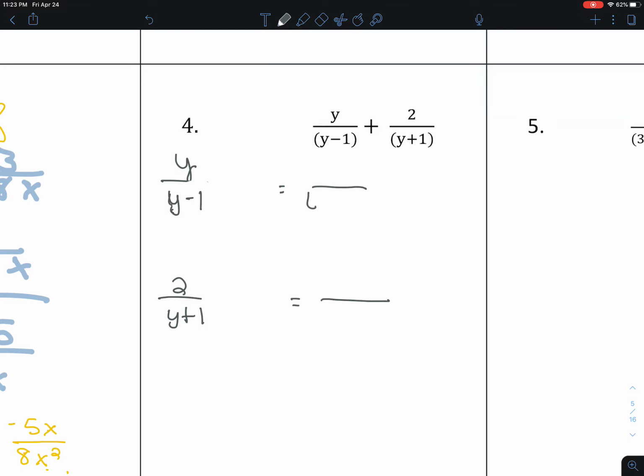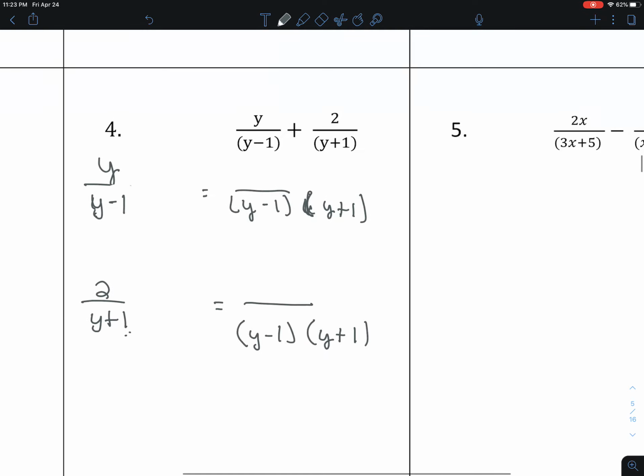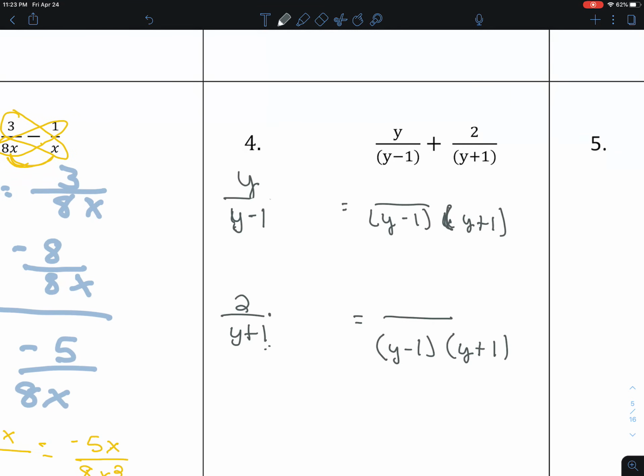Okay, so I'm just going to multiply those two together, y minus 1, y plus 1, and y minus 1, y plus 1. Okay, what did I multiply y plus 1 by to get this denominator? Well, I multiplied it by y minus 1, so that means I have to multiply both the numerator and the denominator by y minus 1, which will give me 2y minus 2.